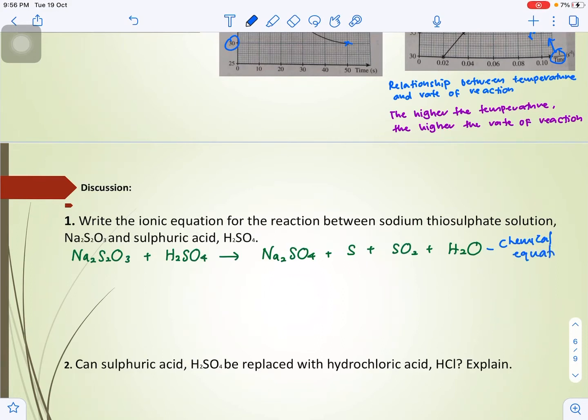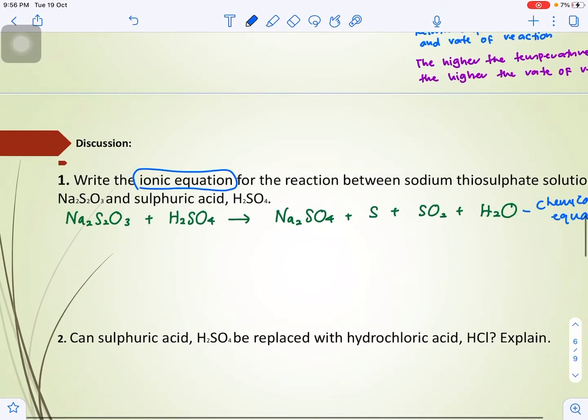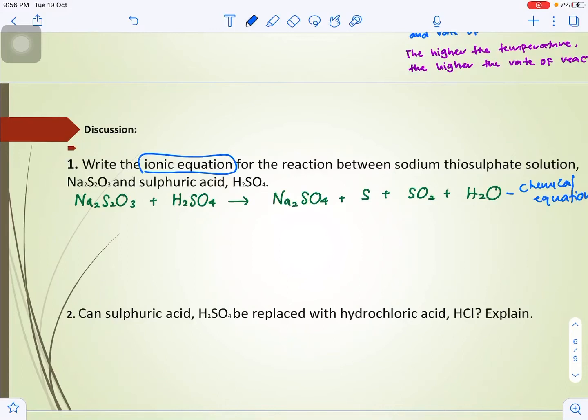Okay, you need to recall from the topic acid, base and salt to get the ionic equation. Ionic equation you kena recall daripada topik acid, base and salt. So daripada chemical equation we can get the ionic equation. How? You kena pecahkan dia dulu kepada ions. So sodium thiosulfate becomes sodium ion and thiosulfate ion. Sulfuric acid is hydrogen ion and sulfate ion.